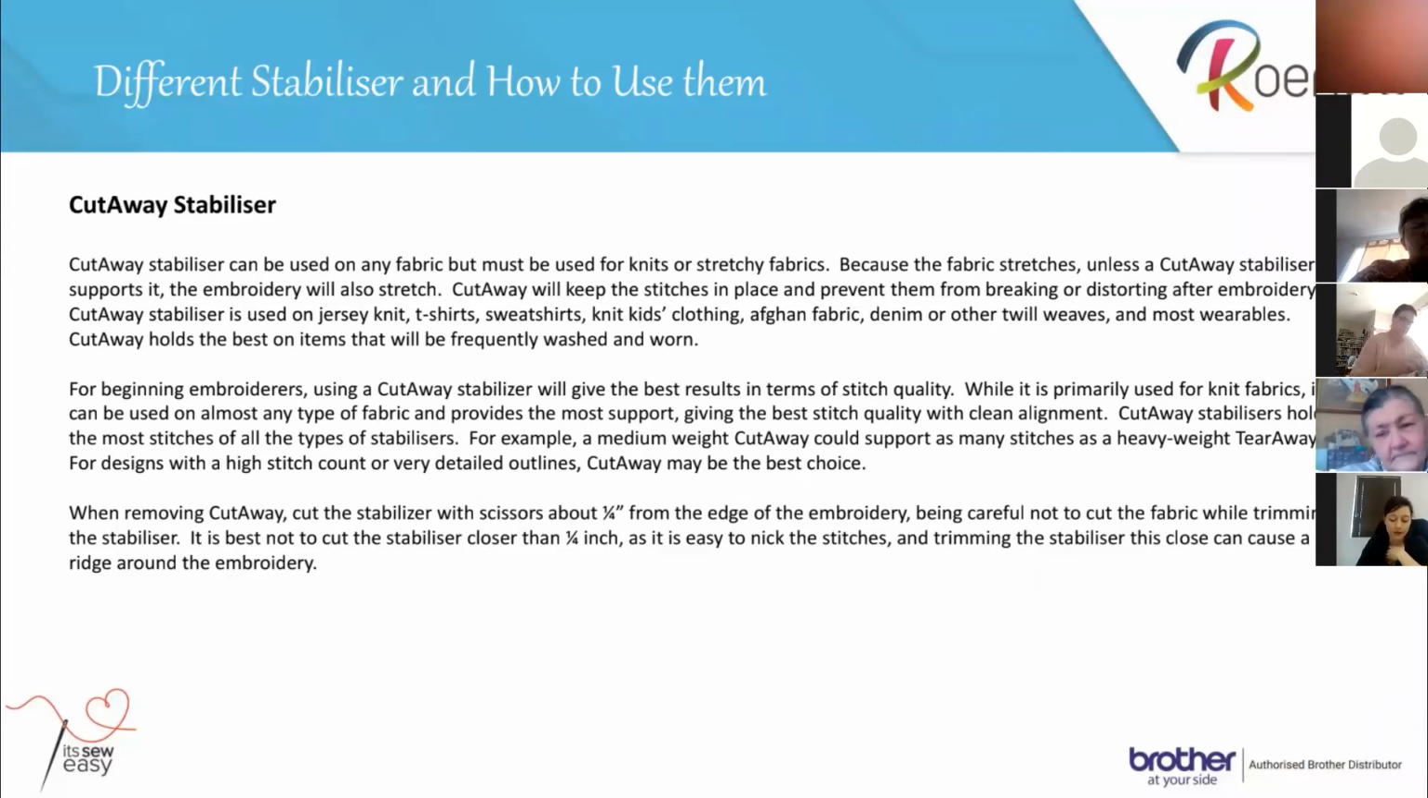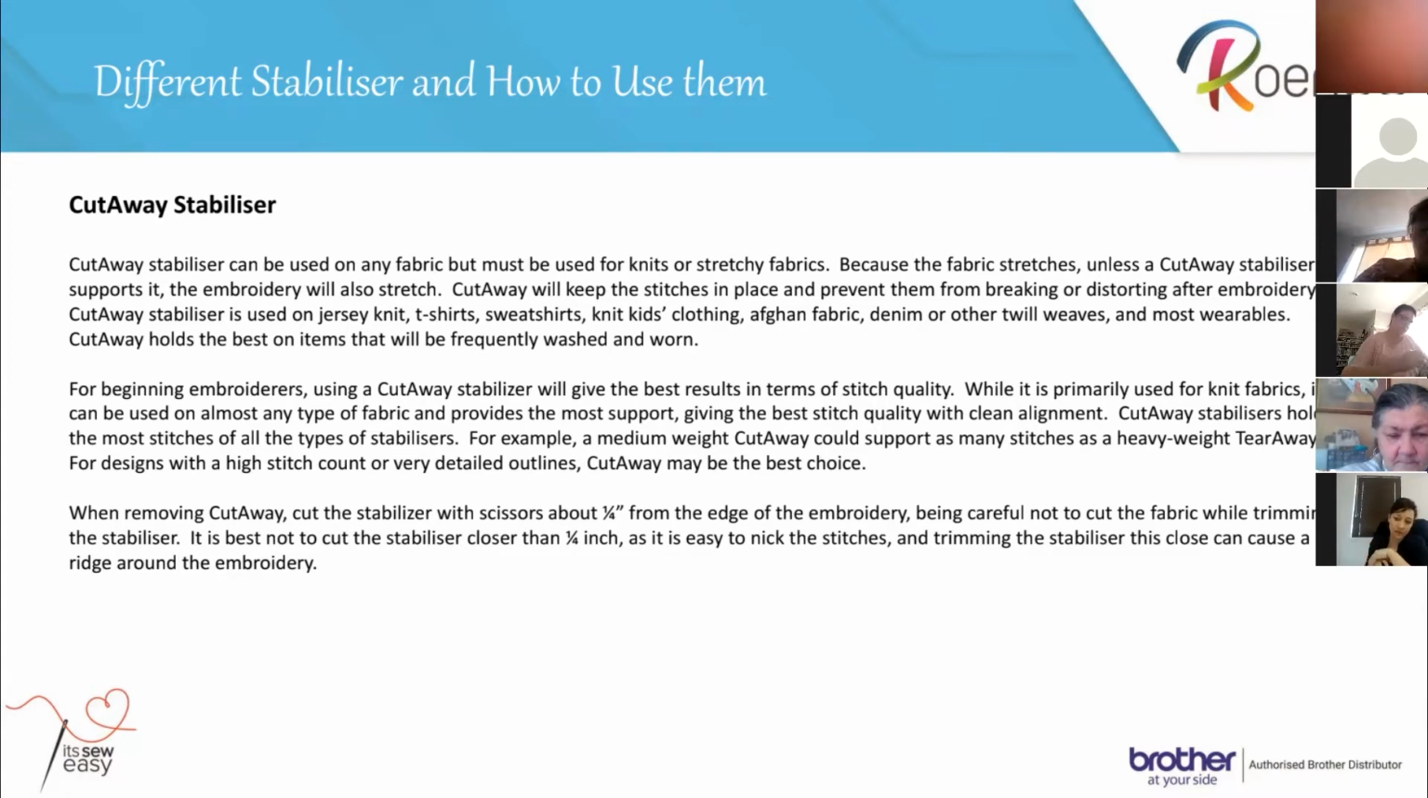And then Cutaway Stabilizer also holds the most amount of stitches. So when you have a very, very dense design, it is great to use a Cutaway Stabilizer. But what you can also maybe do is you could use 2 medium weights of stitch and tear. Sometimes people do that as well. But like I said here, medium weight Cutaway could support as many stitches as a heavyweight stabilizer that is stitch and tear. So this is again where the type of fabric is very, very important.